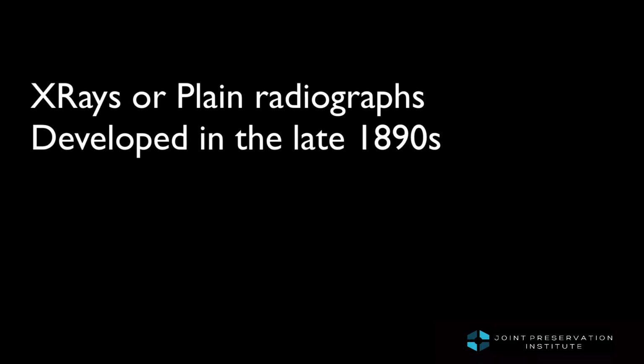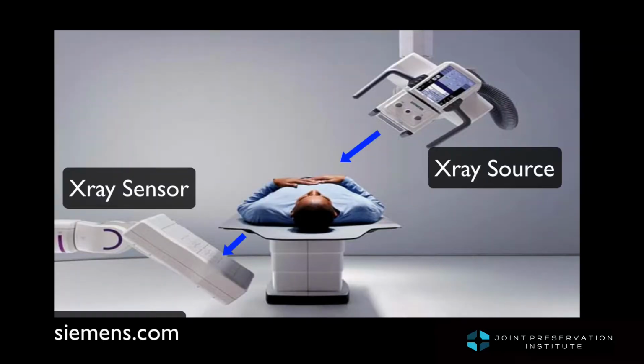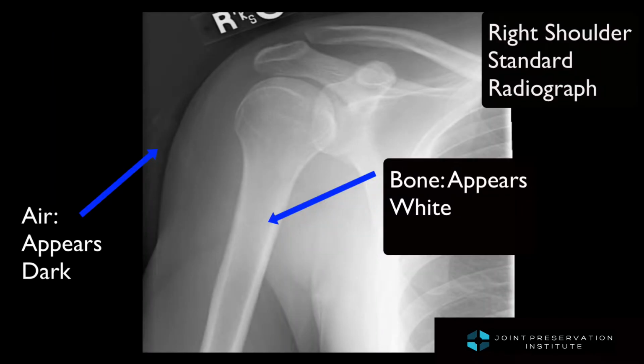Medical imaging really started with plain radiographs, which were developed in the late 1890s. With a plain radiograph, an X-ray beam is passed through the body and picked up on a film or sensor on the other side of the body. This is a standard radiograph of a right shoulder.